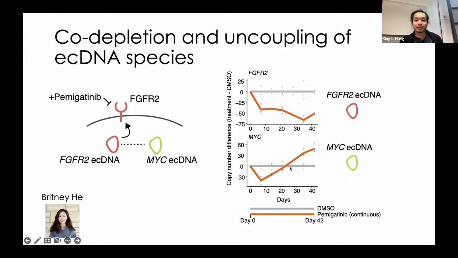And so what this suggests is that the MYC ecDNA is probably under selective pressure, so it's probably being selected for, but it was reduced in copy number initially because it was guilty by association. It was co-segregating with the FGFR2 ecDNA, which was reduced in copy number.